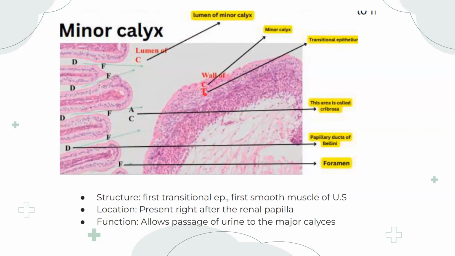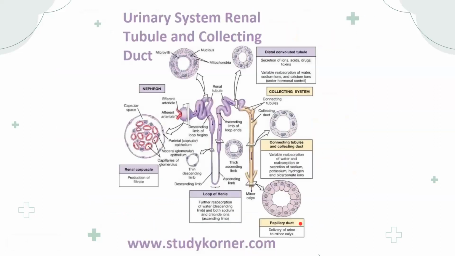And yeah, that's it. So location, it's present right after the renal papilla, and function, it will allow the passage of urine to the major calyces. Okay. This is pretty much a very good summary picture for all the different types of epithelium present within a nephron. If you pretty much memorize this one picture, I feel like you would honestly know more than 85% of everything we've talked about so far. This one picture is summarizing almost everything.